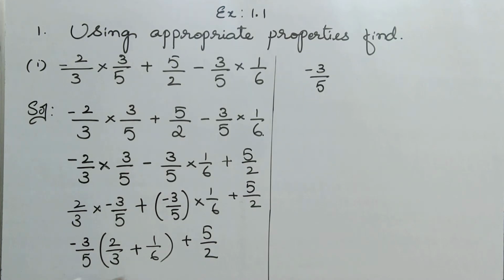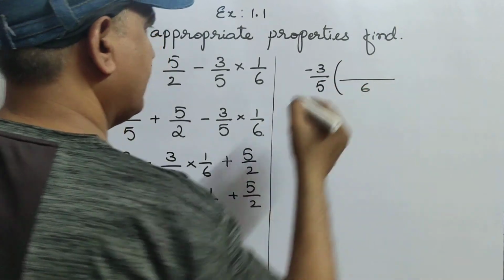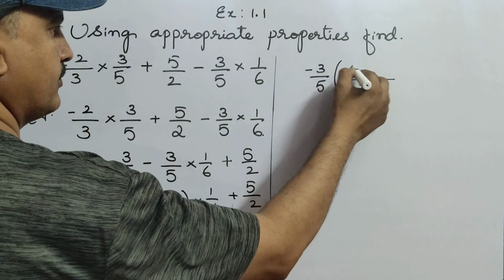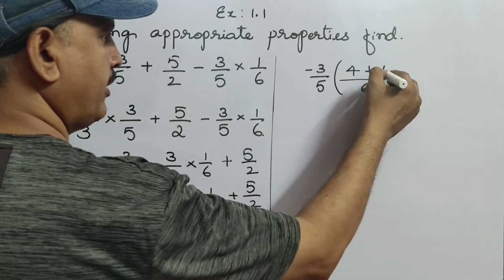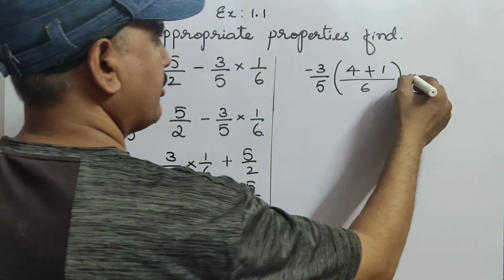Now 3 and 6 LCM is 6. Bracket. 6 is the LCM. Now in 3 table 6 how many times? 3 2s are 6. So 2 2s are 4. Plus in 6 table 6 how many times? 1 time. So 1 into 1, 1, bracket close. What is left here? Plus 5 by 2.